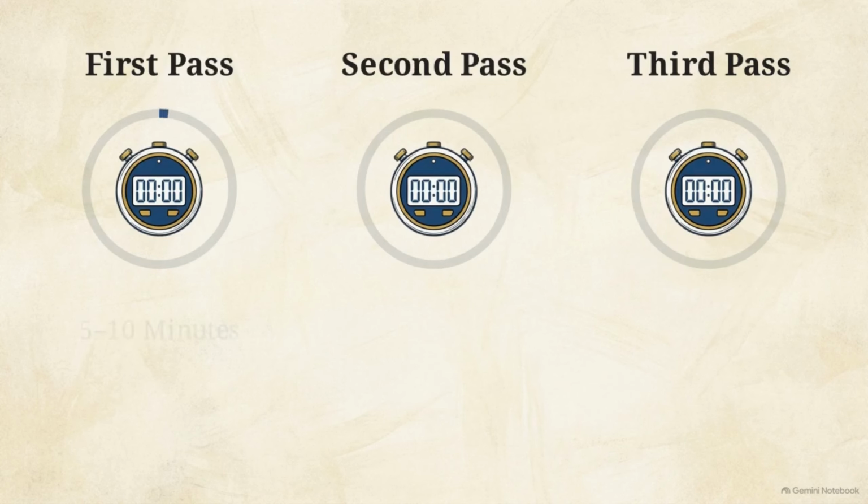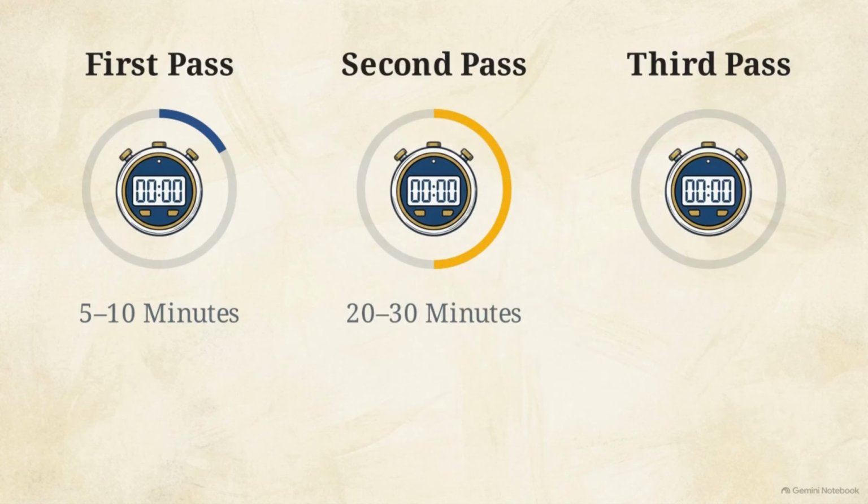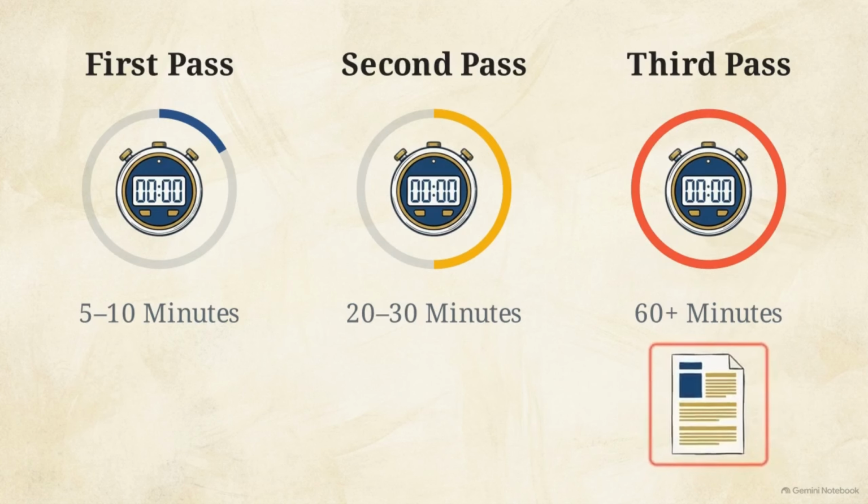Efficient research requires strict time management. Spend 5 to 10 minutes on the first pass and 20 to 30 minutes on the second. Reserve the hour-plus critical third pass for the small number of papers that directly impact your research design.